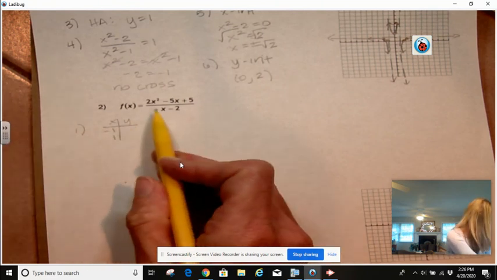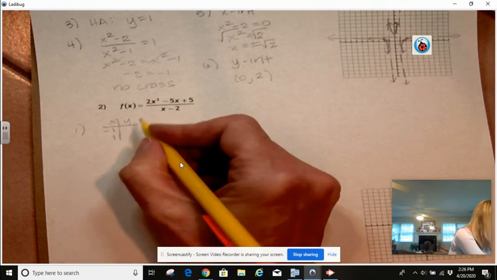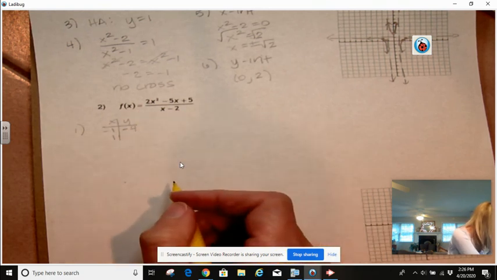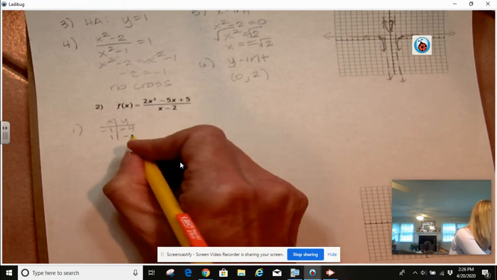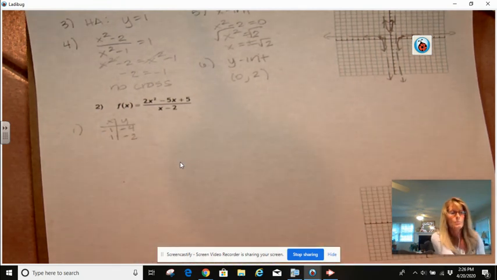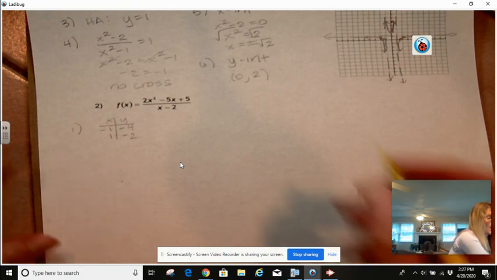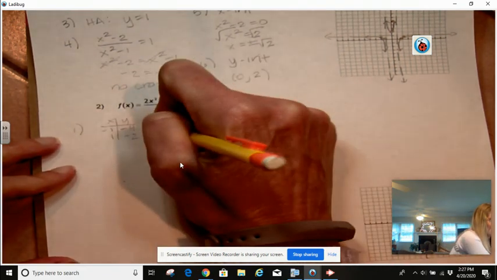If you plug -1 into the function, you get 12 over -3, which is -4. And if you plug 1 in, you get 2 over -1, which is -2. So our opposite x's did not give us the same or opposite y's, so there's no symmetry here.